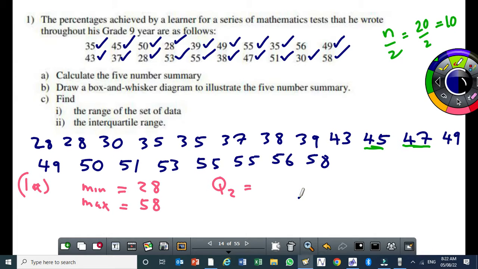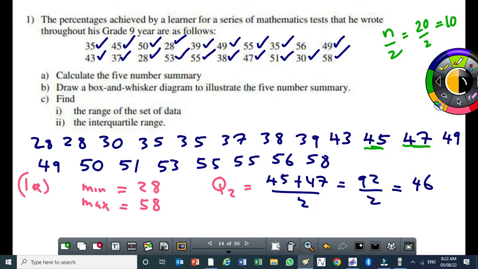Okay. So Q2 is going to be equal to 45 plus 47 over 2. And you get 92 over 2, and that will give you 46. Right? Okay? So our median is between those two values. So it's 46.